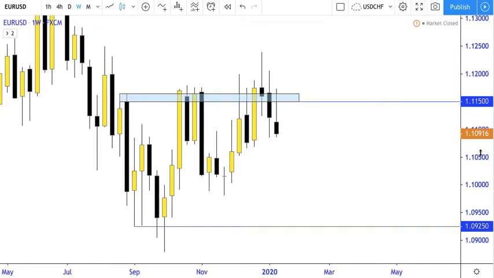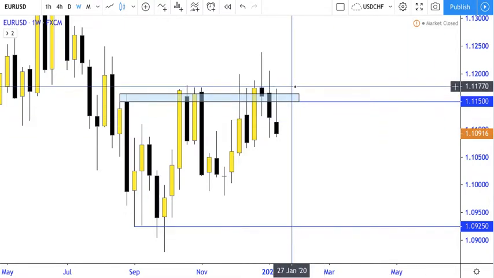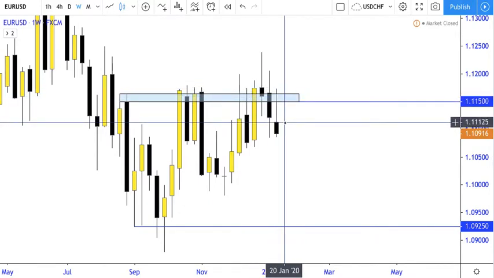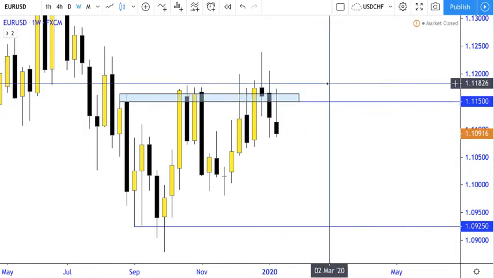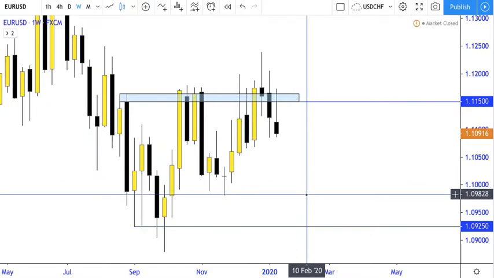The last setup I have for you guys is on Euro USD. Now on the weekly time frame, you can see how price had a spike above 1.115, had a rejection, and then price immediately came back down to form this bearish body, indicating that bears are now entering the market and wanting to push price back towards the downside.